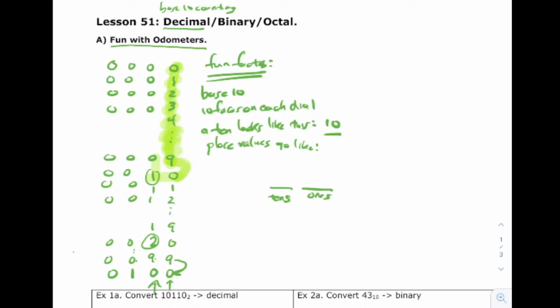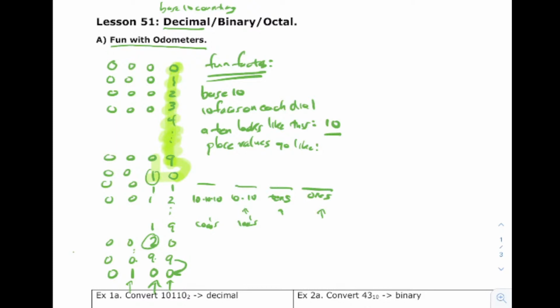So what you're counting is how many tens are there. And then this one, if this goes 10 times, that's 10 times 10, which is the hundreds place. And if that goes 10 times, that's 10 times 10 times 10, which is the thousands place. And so on. Hundreds place, thousands place, and so on. And you know how the system works.